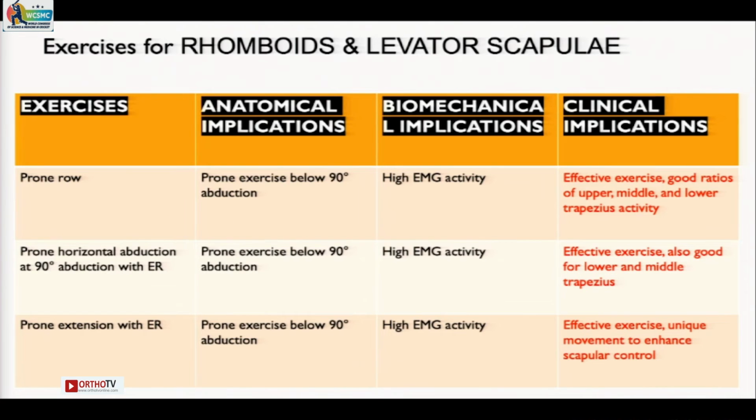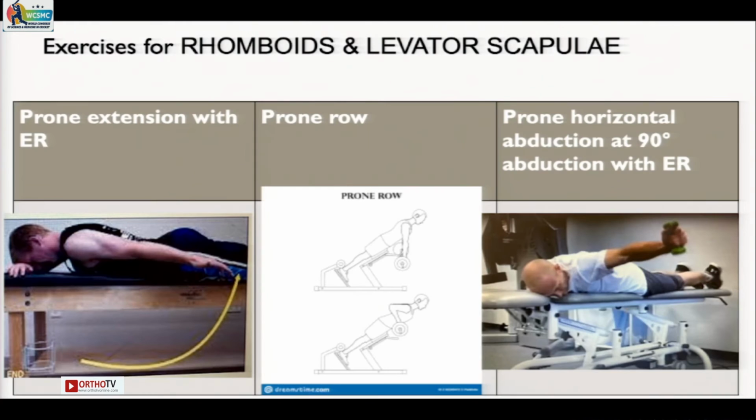Rhomboids and levator scapulae are usually more tight, so you should not go for much strengthening of the rhomboids and levator scapulae. There are no separate exercises for these. One exercise is prone horizontal abduction and 90-degree abduction with external rotation. This strengthens both the lower trapezius and all the other muscles also.